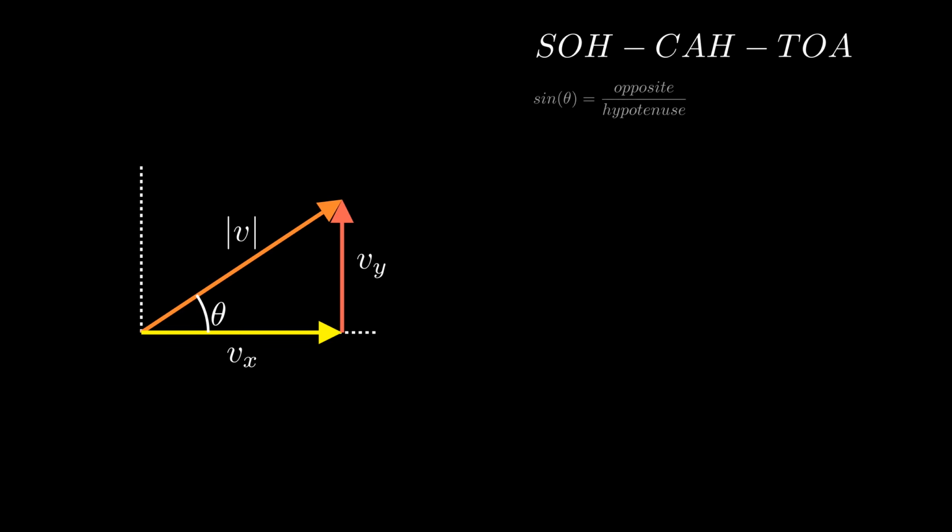If we know the angle the vector makes with the horizontal, we can use the mnemonic SOHCAHTOA that many of you have probably learned from trigonometry class. If you have never heard of this mnemonic before, it just means that the sine of the angle is equal to the opposite side over the hypotenuse. The cosine of the angle is equal to the adjacent side over the hypotenuse, and the tangent of the angle is equal to the opposite side over the adjacent side.